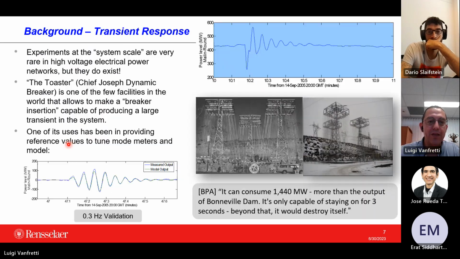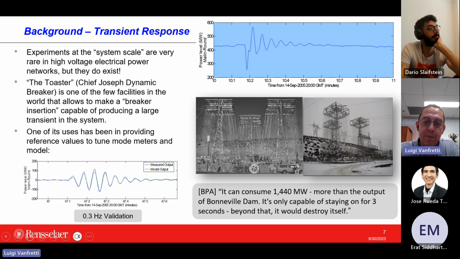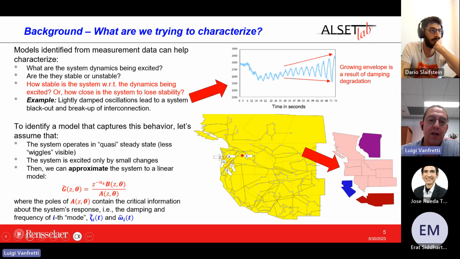Okay, that's the concept. So let me give you a little bit of background about the transient response first. In this slide, what you can see is a real world grid experiment, and these experiments continue to be conducted. Actually, you can find them. They do this in the western part of the US. So that's why I have the original picture here.